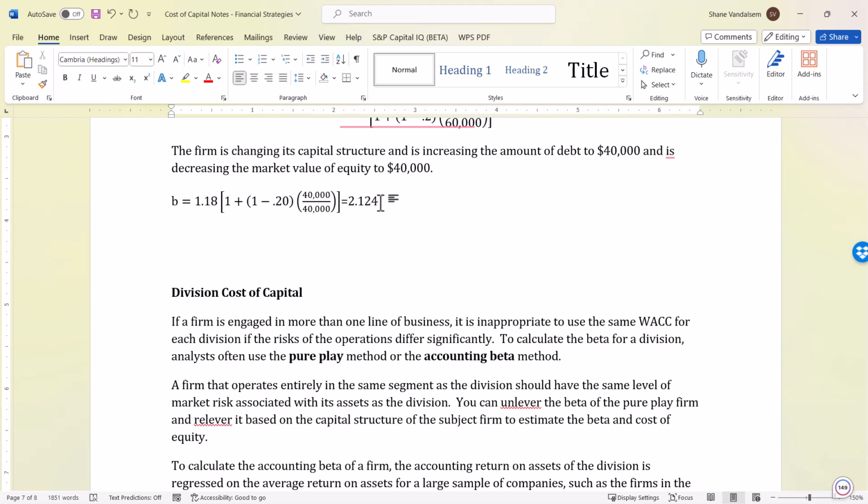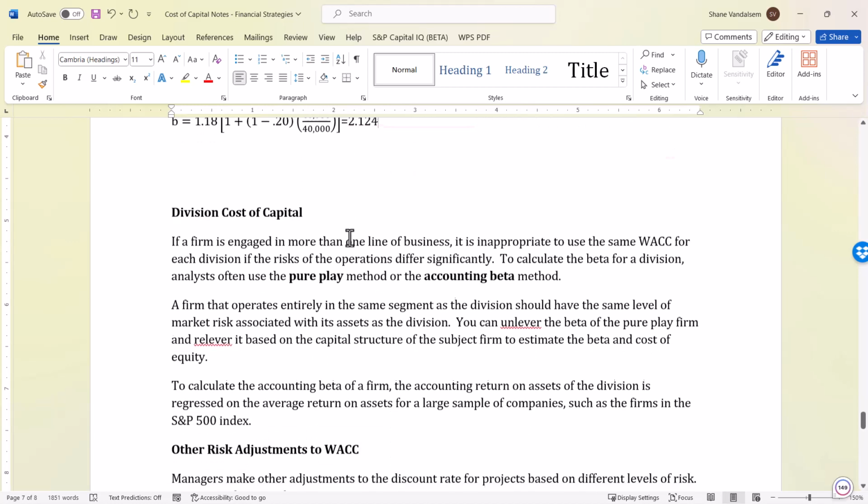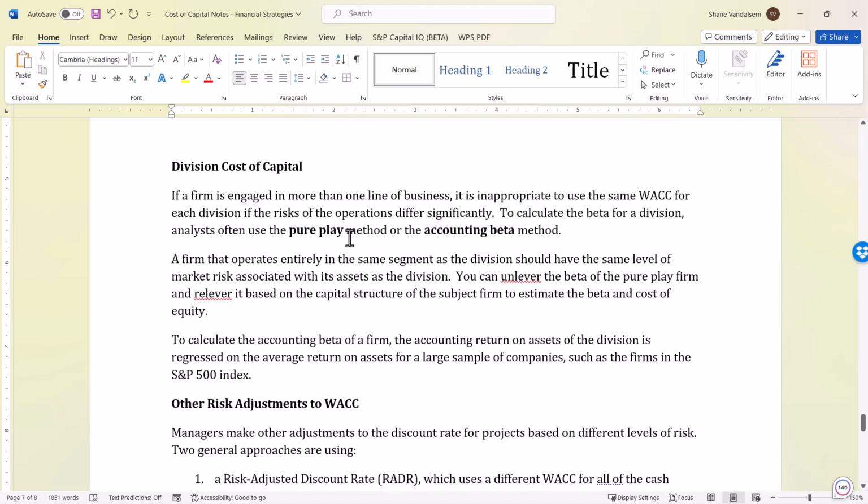And we're going to use that here in a minute to determine the divisional cost of capital for a firm. So when we have companies out there that have more than one business segment that they operate in, it would be inappropriate to use the same weighted average cost of capital across very different business segments.